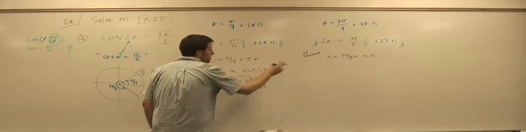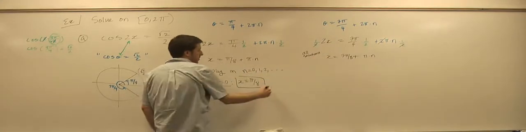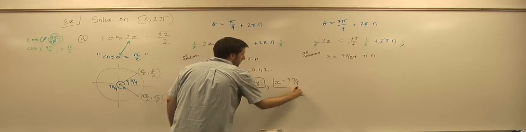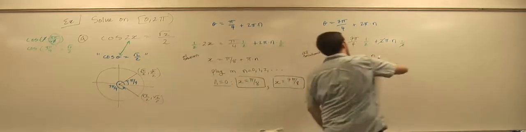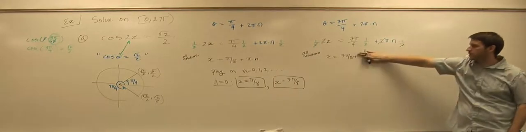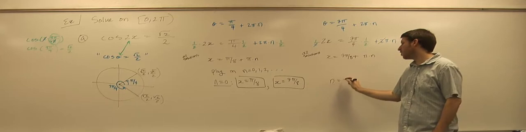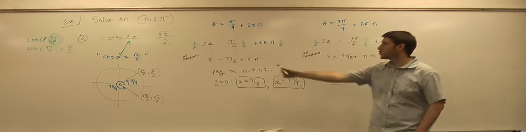Cool. What about this formula when n equals 0? 7 pi over 8. Right? When n equals 0, this whole extra n pi goes away. So here's two of my solutions, but that's not all of them. Keep going. When n equals 1, what happens here?